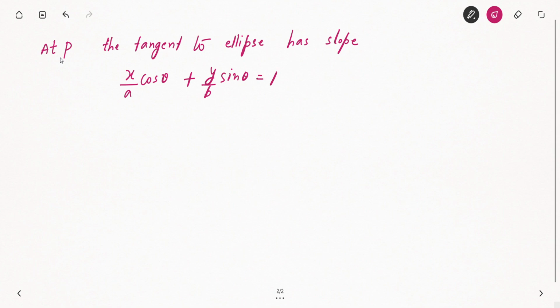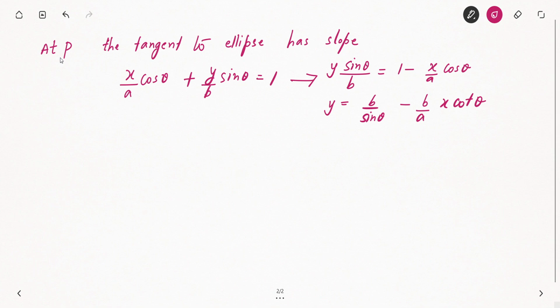From here, if I want to find the slope, I write it in the form y is equal to mx plus c. So I can write it like this: y sin theta upon B is equal to 1 minus x upon A cos theta, and from here I can write y is equal to B upon sin theta minus B upon A x cot theta.